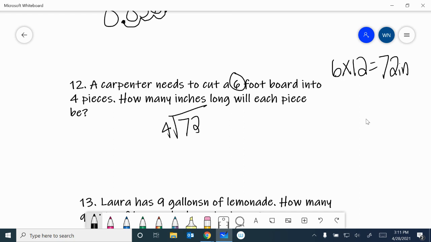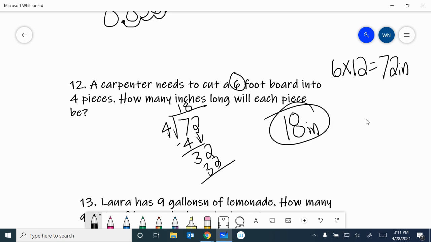So let's go ahead and divide. 72 divided by 4. 4 can go into 7 one time. 1 times 4 is 4. 7 minus 4 is 3. Bring down that 2. 4 can go into 32 8 times. 8 times 4 is 32. So his pieces will be 18 inches long. If you cut a 6-foot board into 4 pieces, they would be 18 inches long.